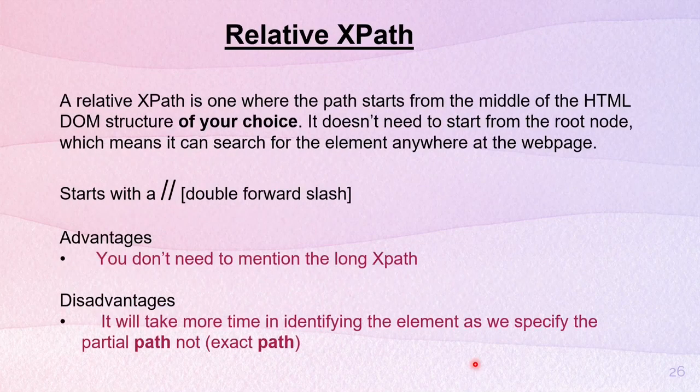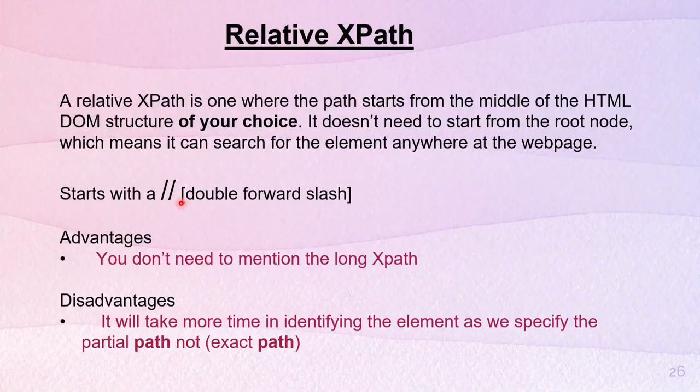So now let's discuss the relative XPath. A relative XPath is one where the path starts from the middle of the HTML DOM structure, of your choice. Here there is no root node and no desired node. You can simply start the path wherever you want to. So basically it can search for the element anywhere on the web page. It starts with a double slash, whereas the absolute XPath starts with a single slash.